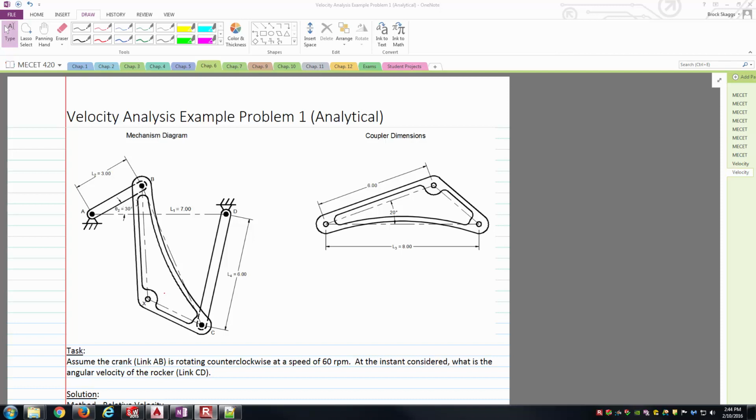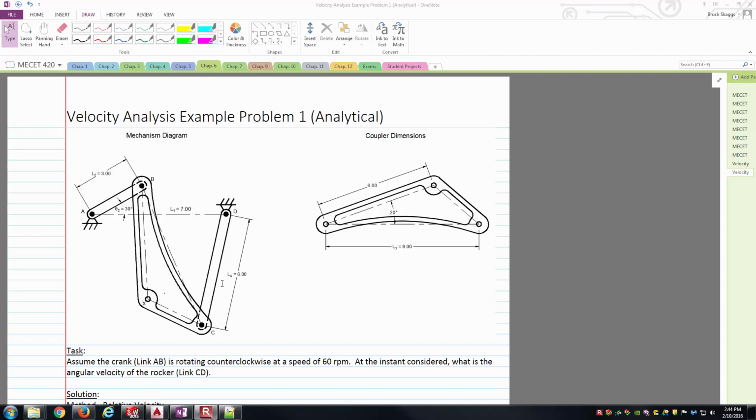At this instant in time, the crank is 30 degrees above the positive x-axis, if you will. Also at this instant in time, we know that the angular velocity of the crank is going counterclockwise at 60 RPMs. So the question is, at this instant, if the crank is rotating counterclockwise at 60 RPMs, what is the angular velocity of the rocker, link CD here on the right-hand side?